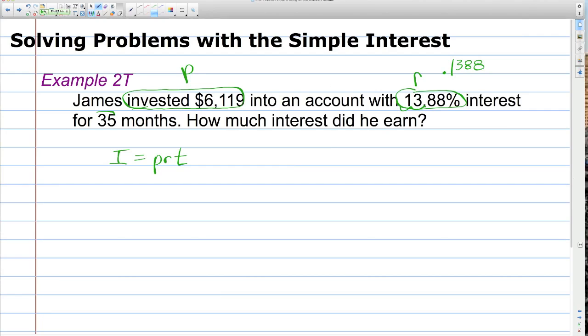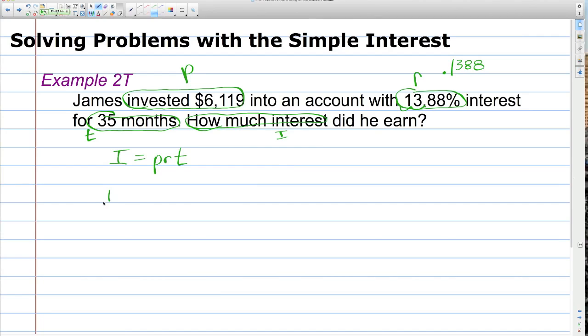For 35 months. Now this is the time, and this is what makes this problem tough. Right here, the time is not expressed in years, and I'm going to show you how I deal with that here in a second. And it asks us again, how much interest? So we're solving for the interest.